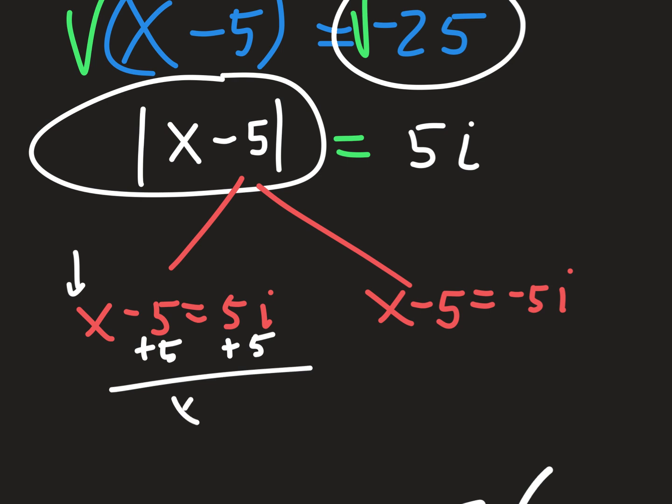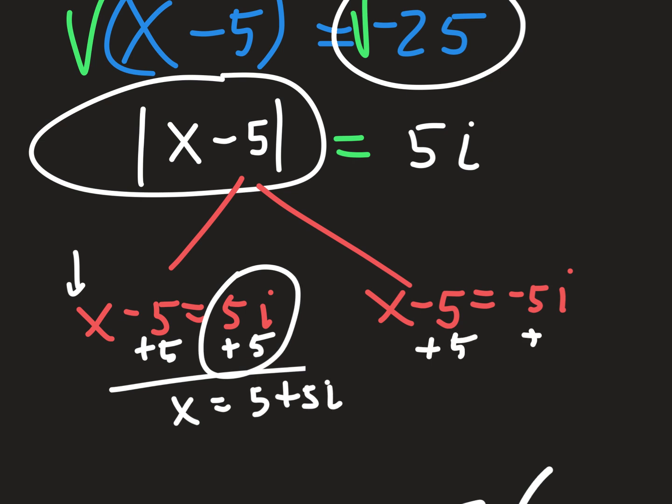Good. X equals, and then put the real part first. Jonah? It's right there. Just put the real part first. It should be 5 plus 5i. Now I'm going to add 5 to both sides here. Andrew, X equals 5 minus 5i. Yep.